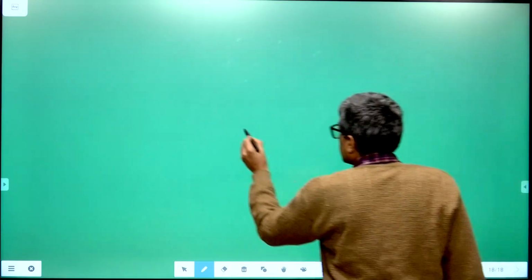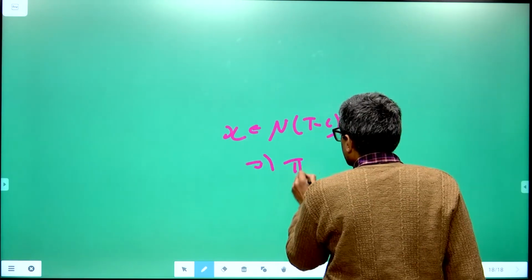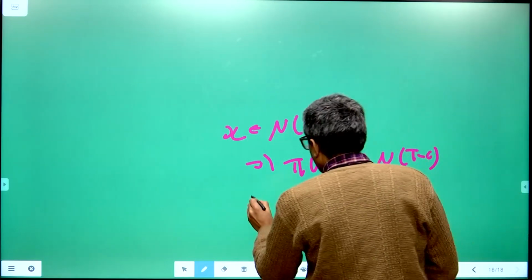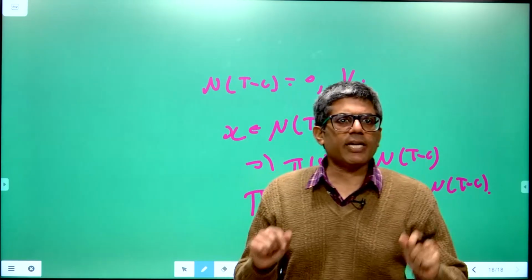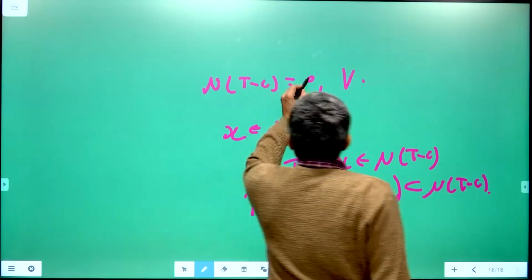So what we have got is that x contained in the null space of T minus C implies that pi g x is also contained in the null space of T minus C, which means the null space of T minus C is invariant under pi g. So you can write it as pi g acting on the null space of T minus C is contained in the null space of T minus C. But pi g is an irreducible representation. So the null space of T minus C is either 0 or the whole of V, but it is not 0 because you are assuming that C is an eigenvalue of T. So it has at least one non-zero eigenvector. So this possibility is ruled out.